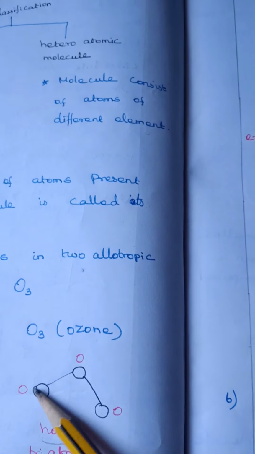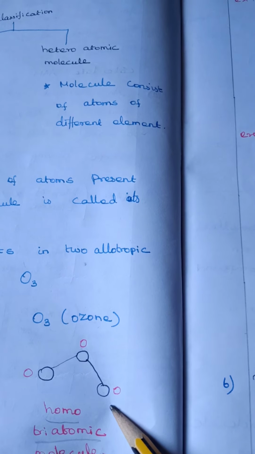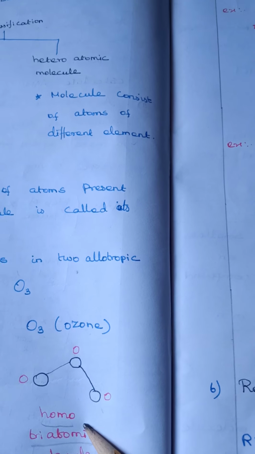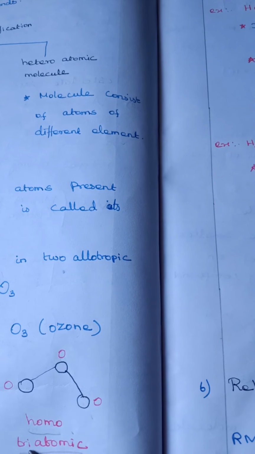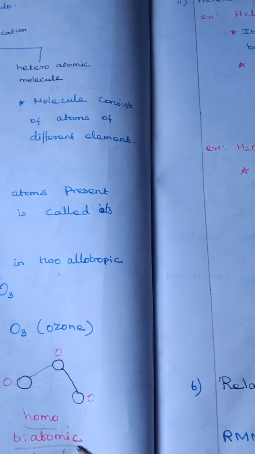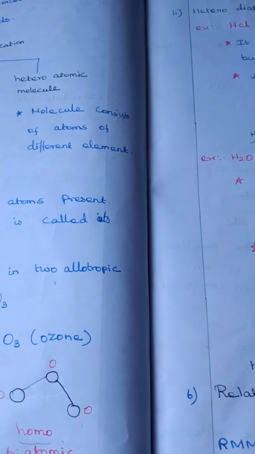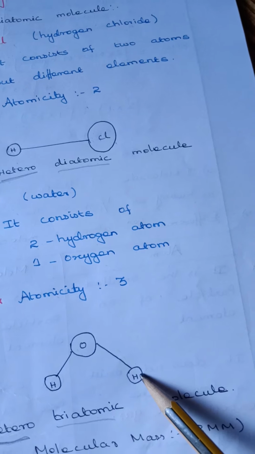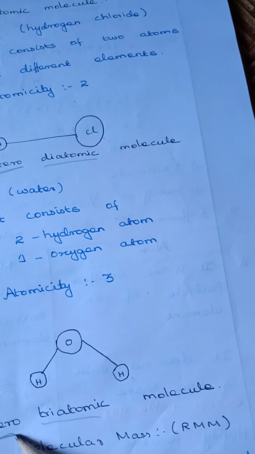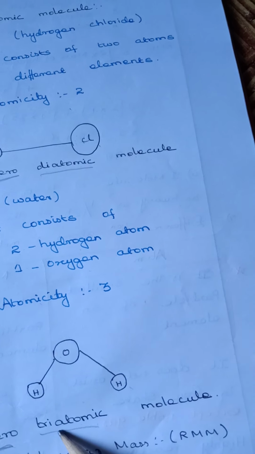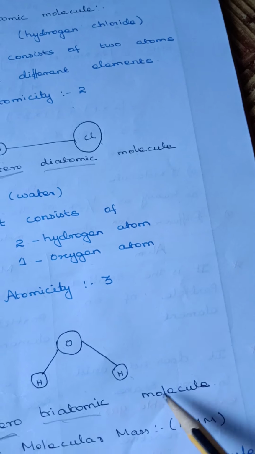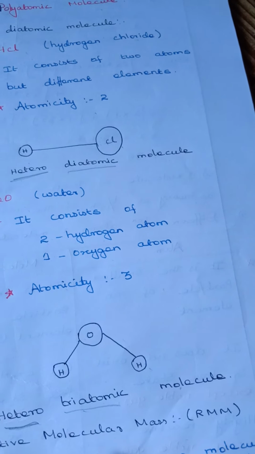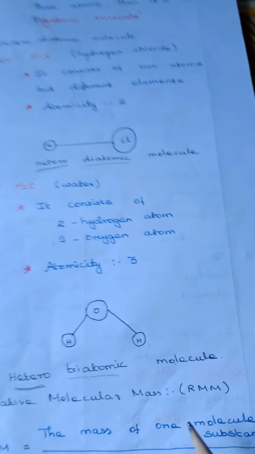Here the 3 atoms are the same, so you call it homo. 3 atoms present here, triatomic. So homotriatomic molecule. Here different elements are present, so heterotriatomic molecule. The next one is relative molecular mass.